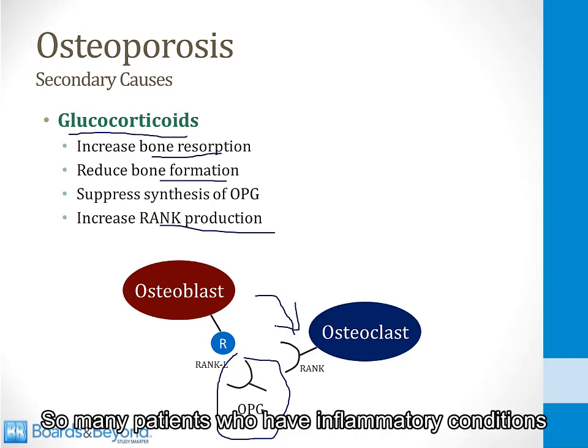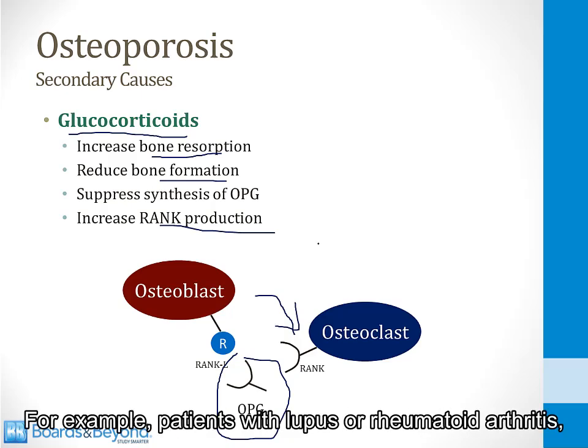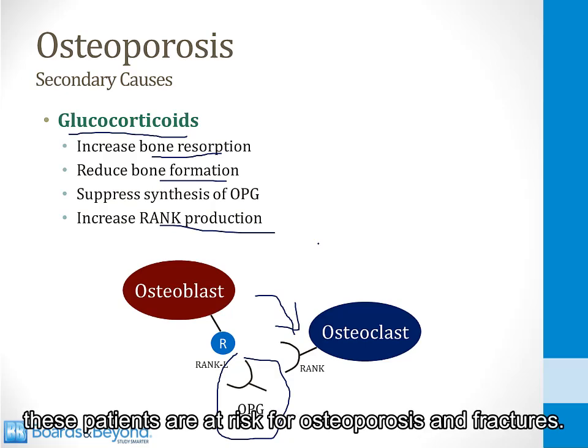So many patients who have inflammatory conditions chronically require glucocorticoids for therapy. For example, patients with lupus or rheumatoid arthritis. These patients are at risk for osteoporosis and fractures.